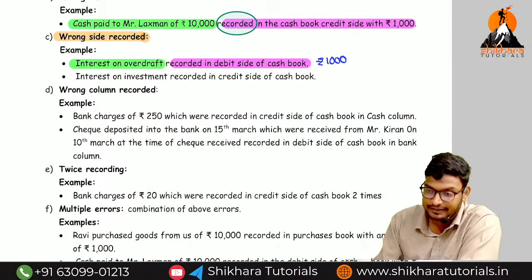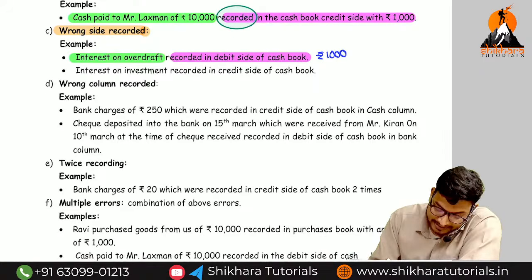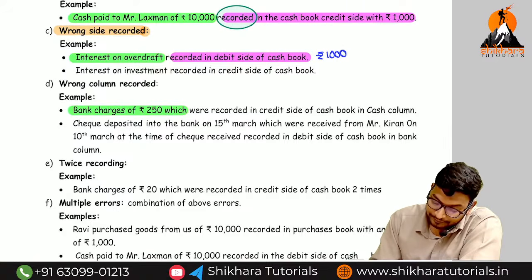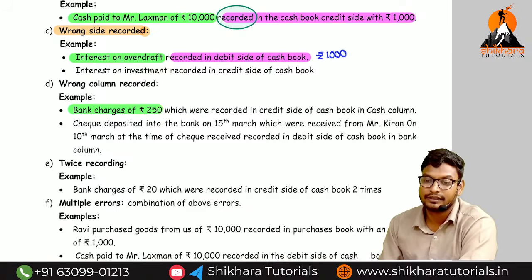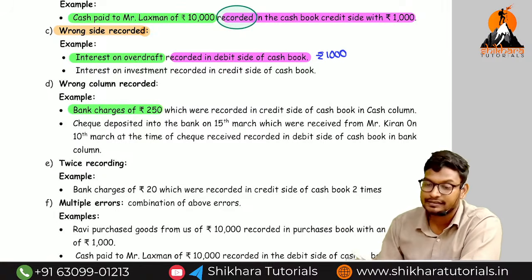So the first part is right and the second part is wrong. Bank charges of rupees how much? 250. This is a normal thing. Bank charges up to 250 is a normal transaction. What wrong are they doing? The second part is the wrong one.